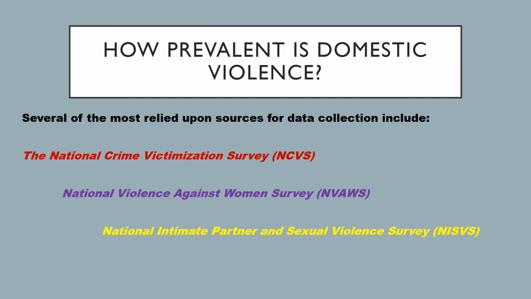So currently there's more than these three, but these three surveys that are listed here in red, purple, and yellow are currently three of the most relied upon sources for data collection about domestic violence. So that's the National Crime Victimization Survey, the National Violence Against Women Survey, and then the National Intimate Partner and Sexual Violence Survey. Now, the nice thing about all three of these is they're done on a regular basis. So every few years, the survey is rolled out again. And so it's sort of a longitudinal data collection approach.